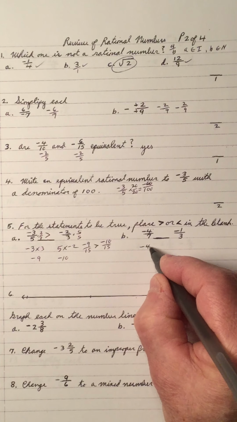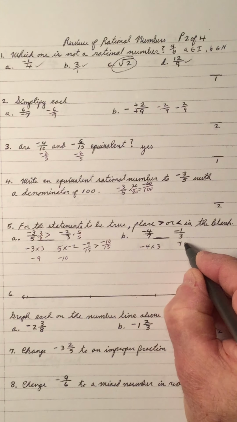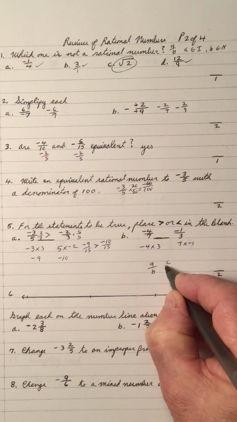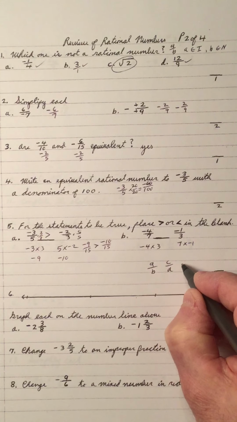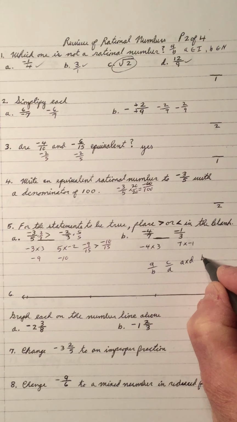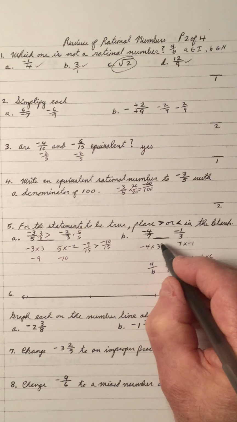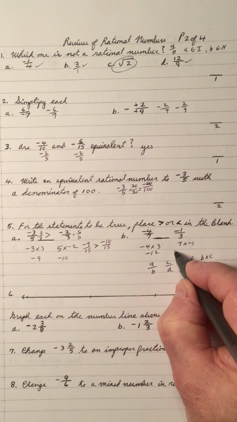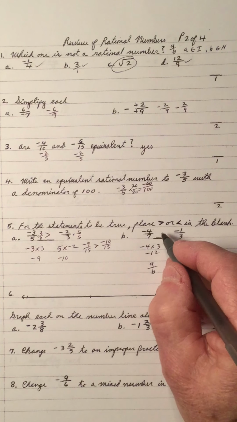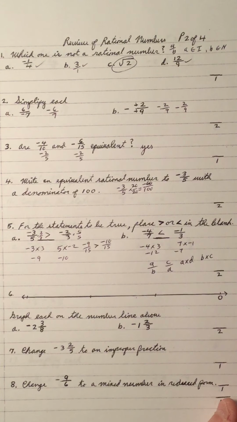Cross multiply, negative 4 times 3 and 7 times negative 1. Remember, we're doing A over B and C over D. So remember, A times D compared to B times C. That's what we're really doing. So a negative 12 and a negative 7. Negative 12 is on the left, so that's a less than.